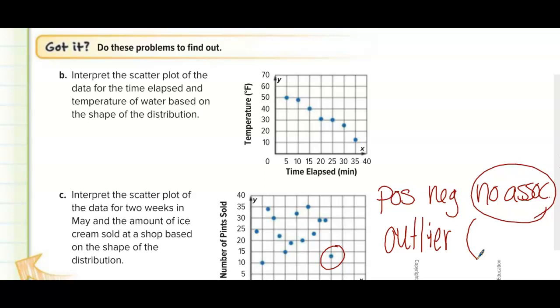And you can't see this in the video because I have it cropped, but in your book you should be able to see that the x is 14 and its y is about 14, because it's in between 10 and 15 but closer to 15. So if I was to describe this scatter plot, I would say it has no association, but it does have an outlier of 14, 14. And that would be my final answer.